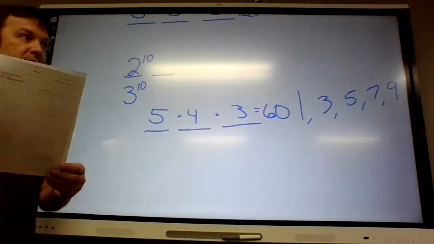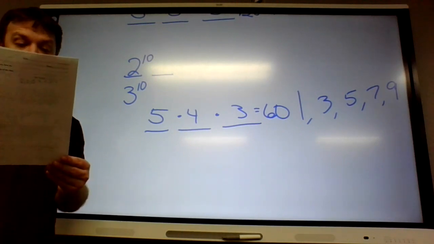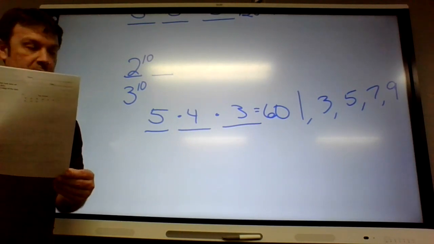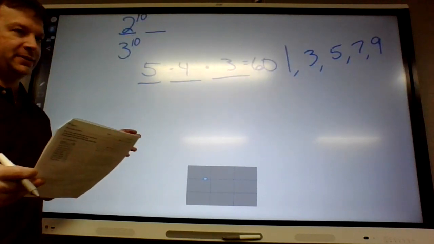18, we'll stop on this one. I'm going a little bit fast. I don't know why I'm going so fast. Am I going too fast?